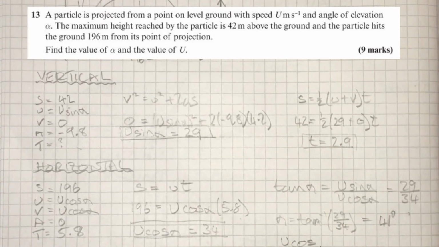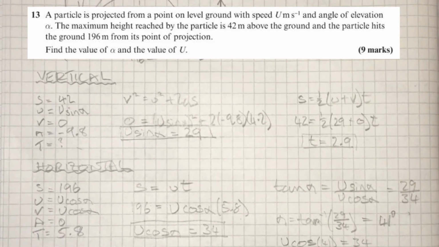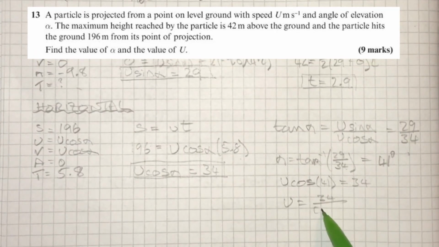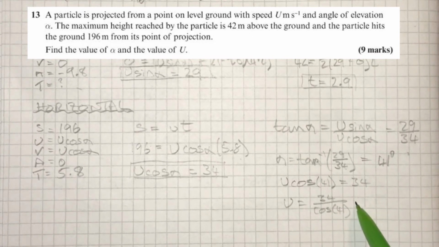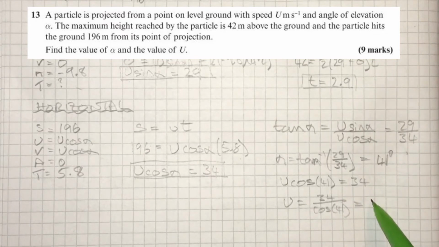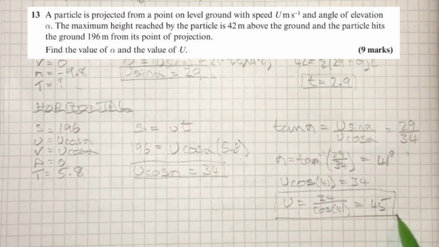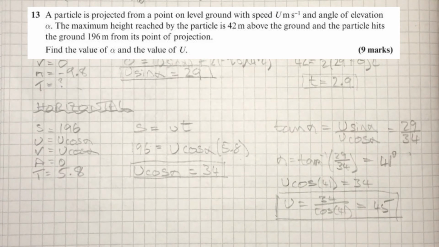So if I found alpha, I should be able to substitute that into one of the previous expressions and find u. We'll sub it into u cosine alpha equals 34, which rearranges to give me u equals 34 divided by the cosine of 41. Into the calculator, that leads us to an answer of 45. Okay, so alpha equals 41 and u equals 45.